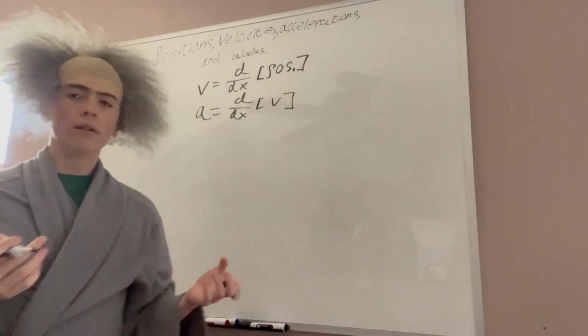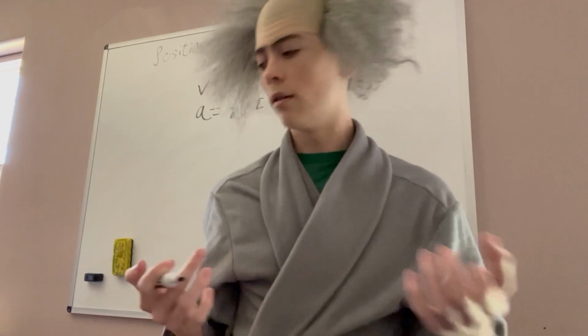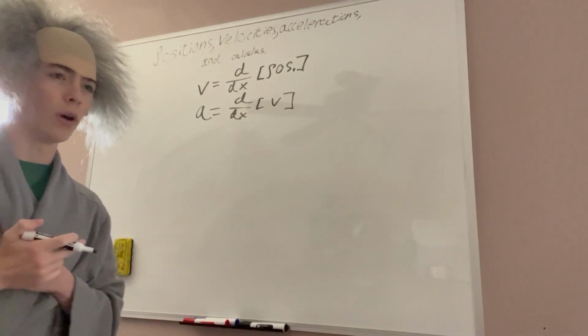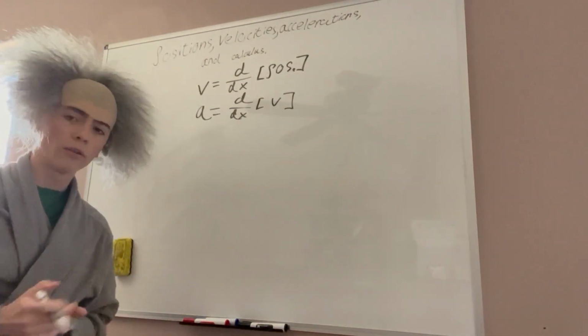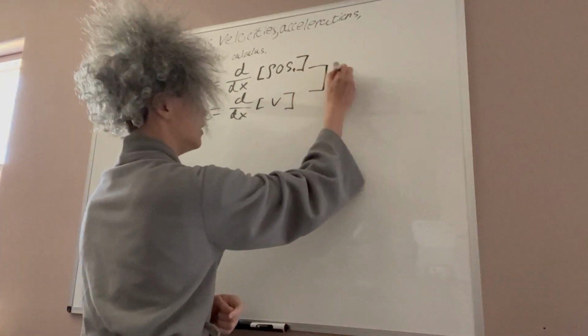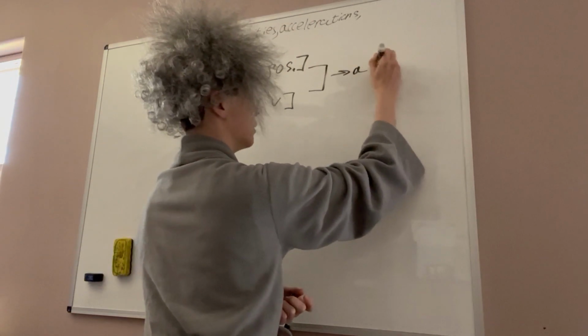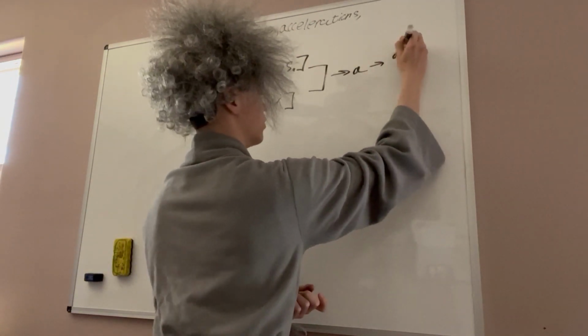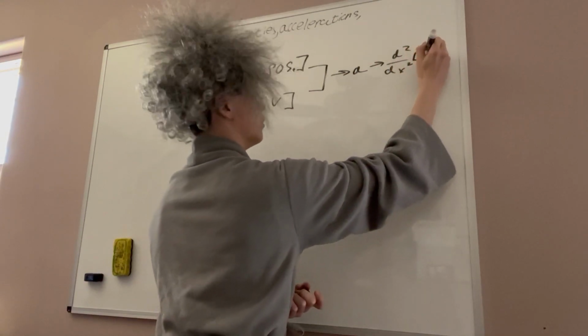So I'm walking here, right? My position is changing. I have a velocity. But what if I started walking slow and then all of a sudden sped up, right? So yes, acceleration is going to be your change in velocity, which the two of these together means that acceleration is going to be the d squared over dx squared of your position.